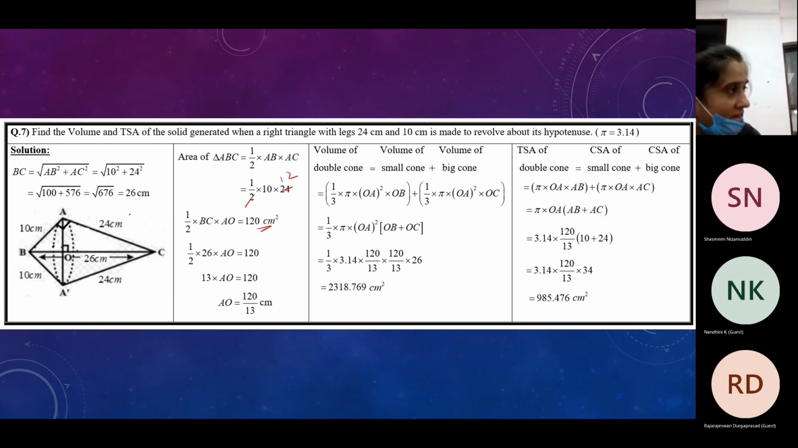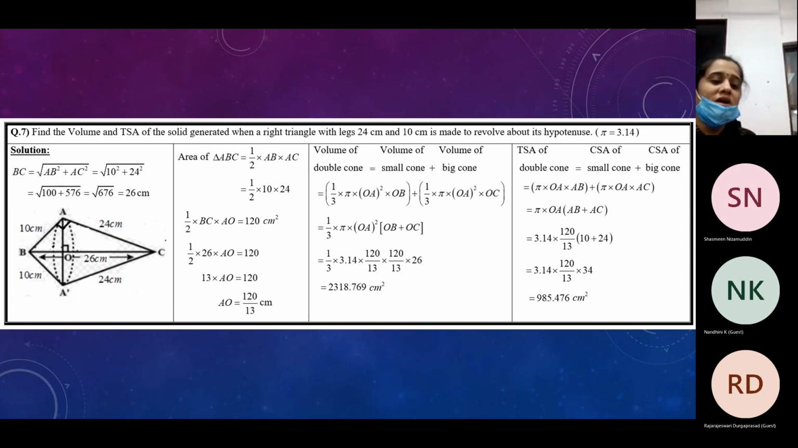Now the area of the same triangle can be found using the formula half base into height, taking BC as the base and AO as the height. Will that also not be 120? That also will be 120 only. It can't be different. You're finding the area of the same triangle. So half into base BC into height AO is also 120.